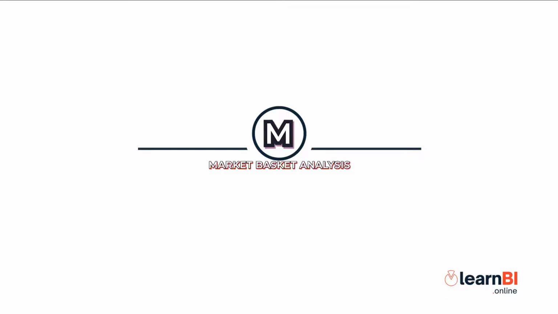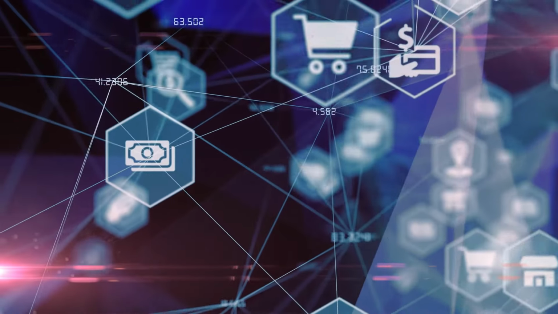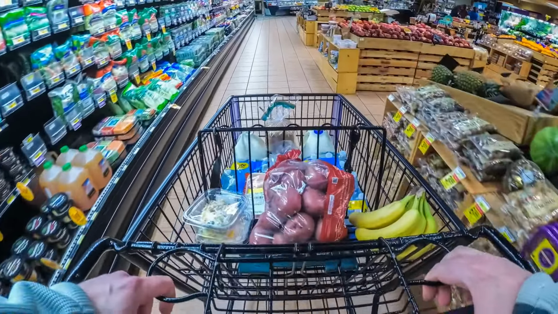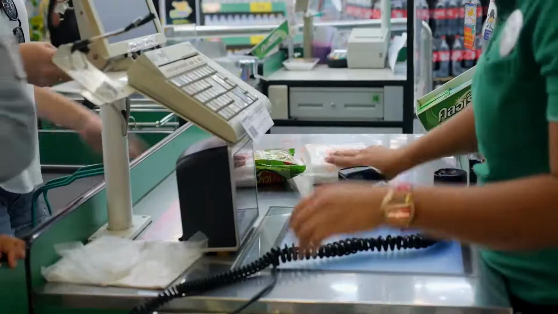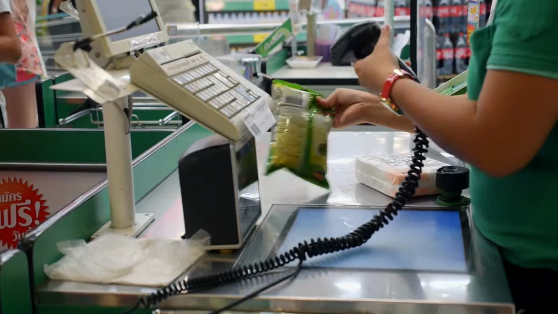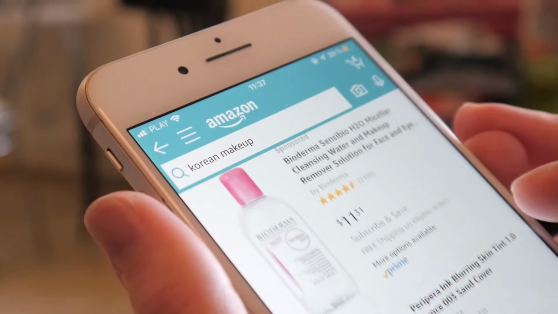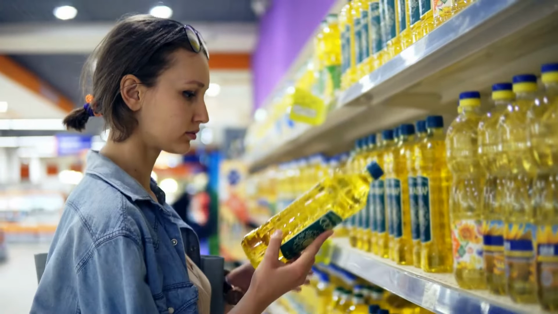M is for Market Basket Analysis. Market Basket Analysis is a data analysis technique used to identify associations and relationships between products that are frequently purchased together. It's a tool that helps businesses understand customer buying patterns and optimize product placements.